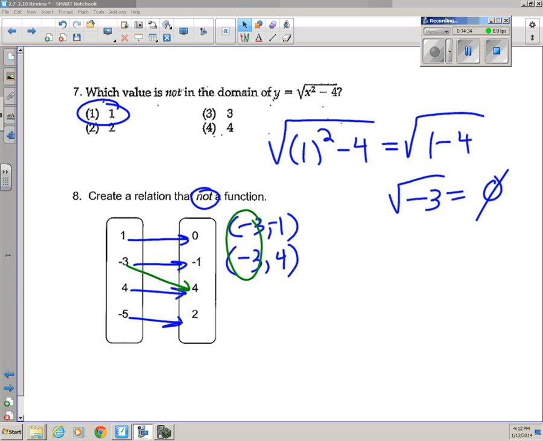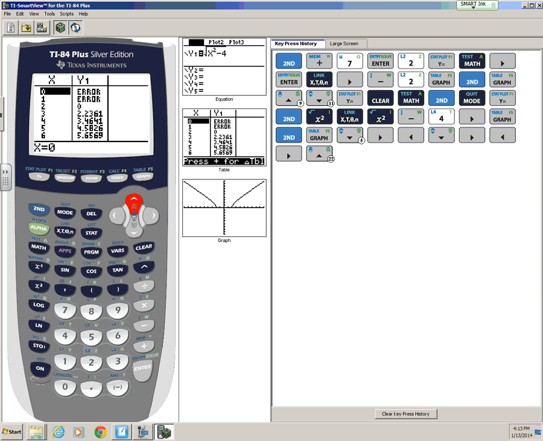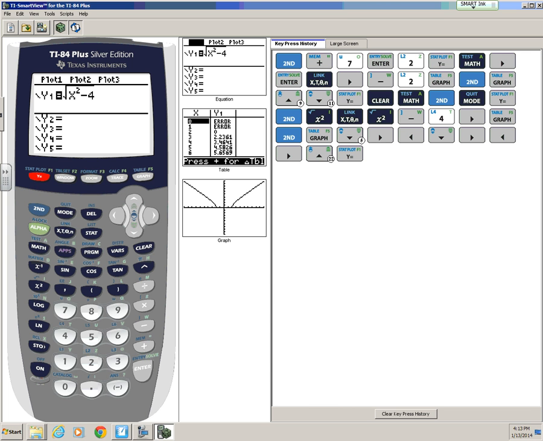Okay, so the next one. Graph the function f of x equals the square root of x plus 3 using a table of values. State the domain and the range. Use your calculator to help you determine which values for x you're going to use in the table. So let's go back to the calculator. Let's go back to y equals, and we need to change this square root function to being x plus 3.